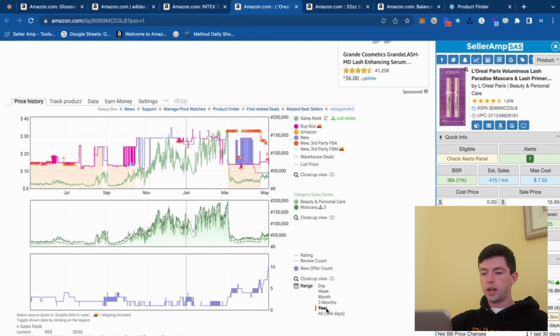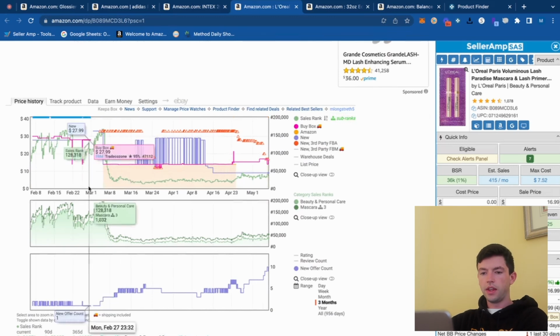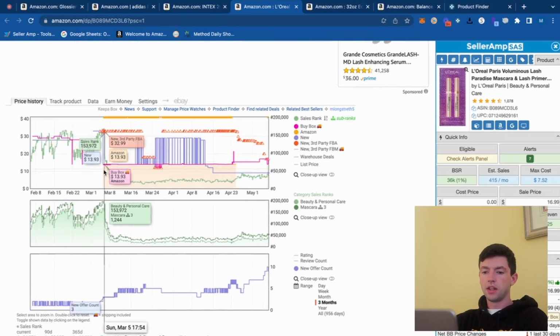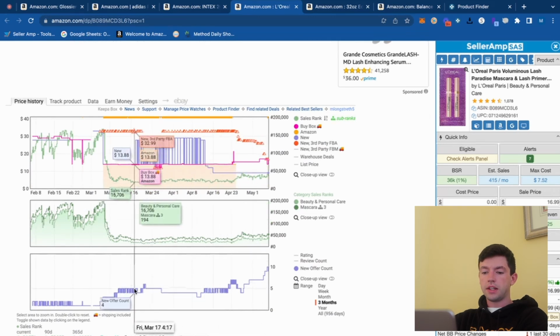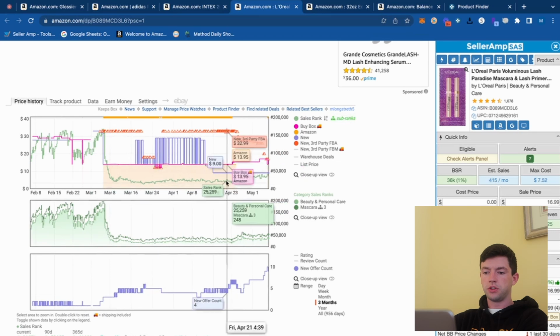And then if we actually come down here and look at the 3-month chart right here, we can see that Amazon previously wasn't on this. They're now on it. And then that slowed a lot of the third-party competition selling out, and eventually drove this third-party price of 33 right here, which wasn't even the buy box.